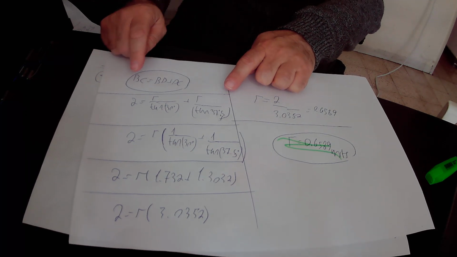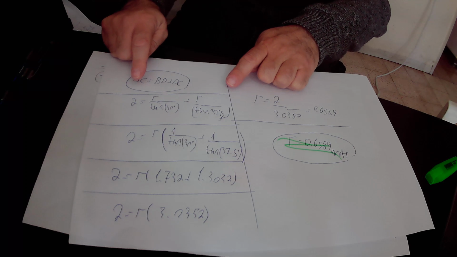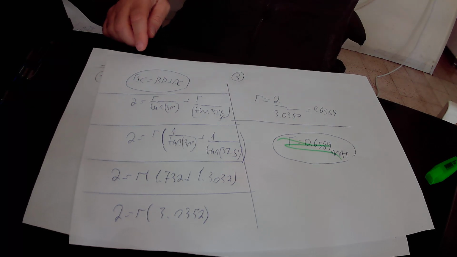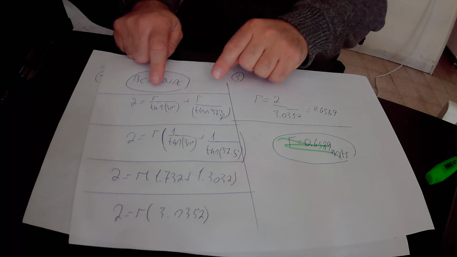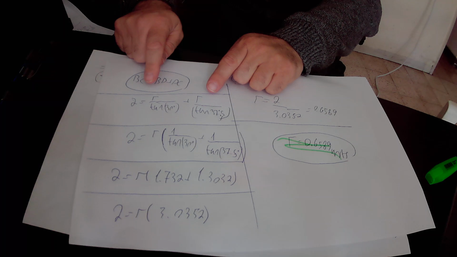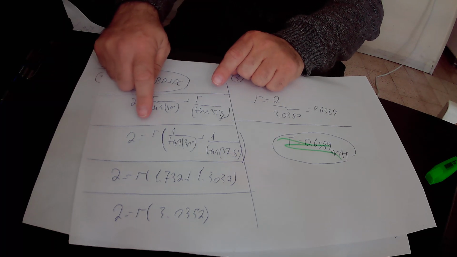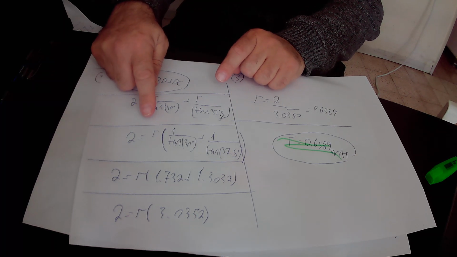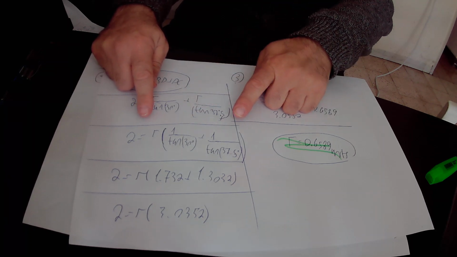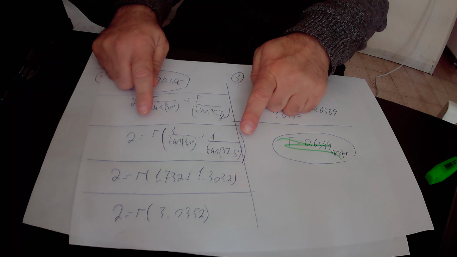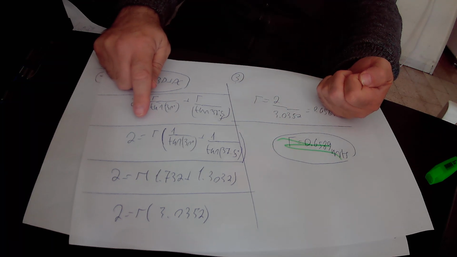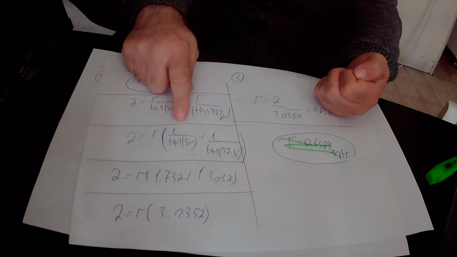So in total, we found out that 2 equals R over tan 30 degrees plus R over tan 37.5 degrees. Here we took R out as a common factor from those two expressions, so inside the brackets we are left only with 1 over tan 30 degrees plus 1 over tan 37.5 degrees. So in conclusion, 2 equals R times 1 over tan 30 degrees plus 1 over tan 37.5 degrees.